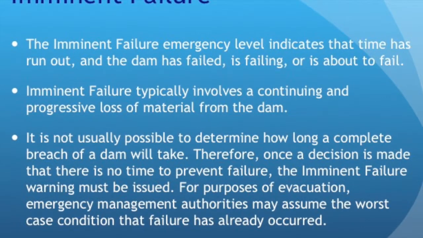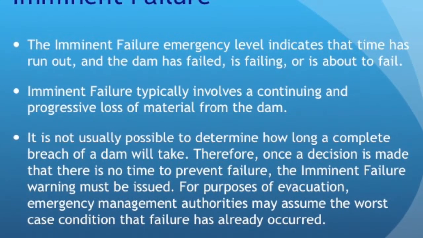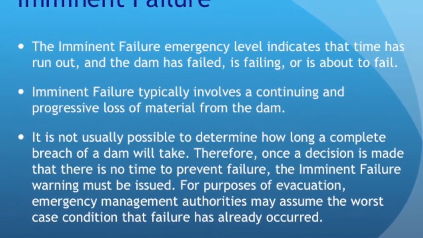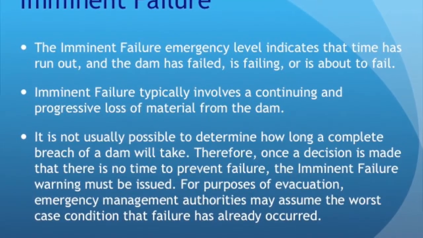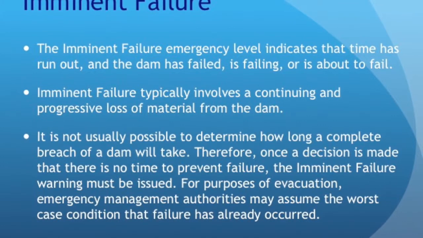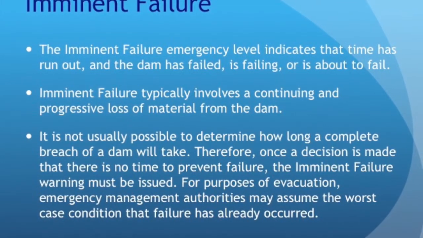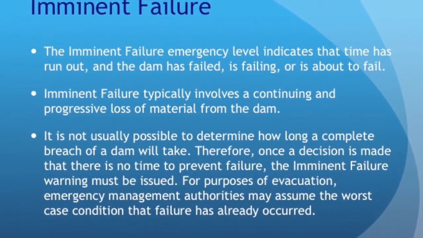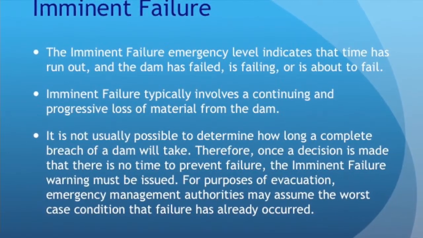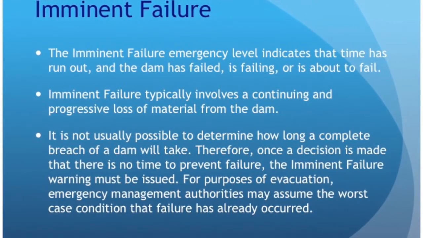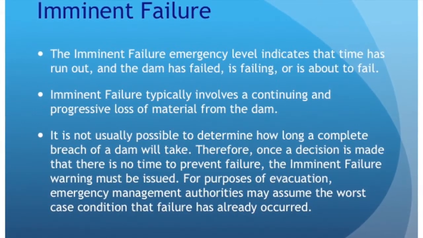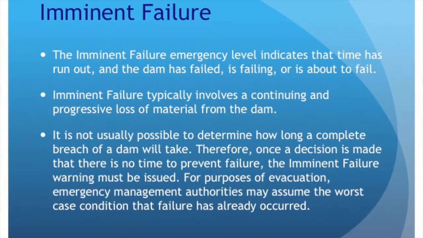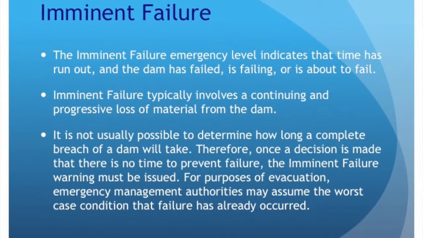Imminent failure. The imminent failure emergency level indicates that time has run out and the dam has failed, is failing, or is about to fail. Imminent failure typically involves a continuing and progressive loss of material from the dam. It is not usually possible to determine how long a complete breach of the dam will take. Therefore, once a decision is made that there is no time to prevent failure, the imminent failure warning must be issued. For purposes of evacuation, emergency management authorities may assume the worst-case condition that failure has already occurred.